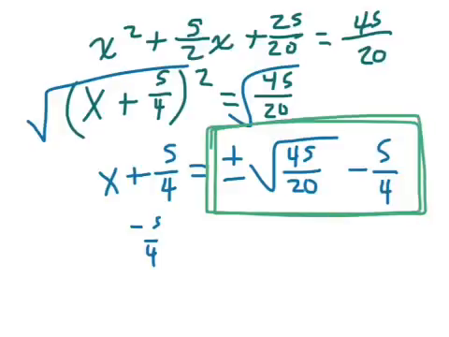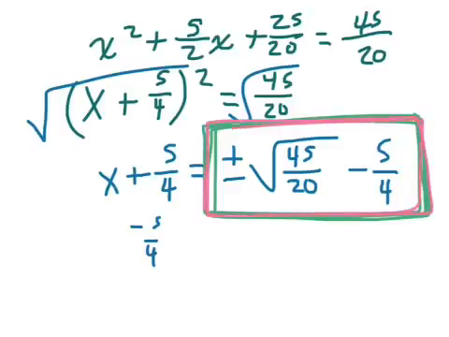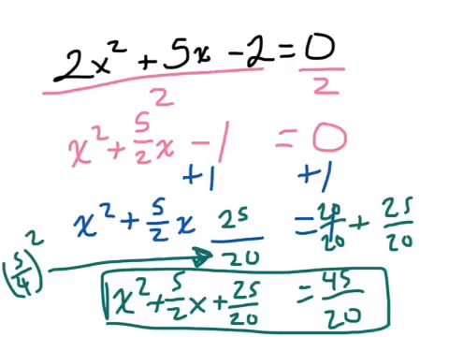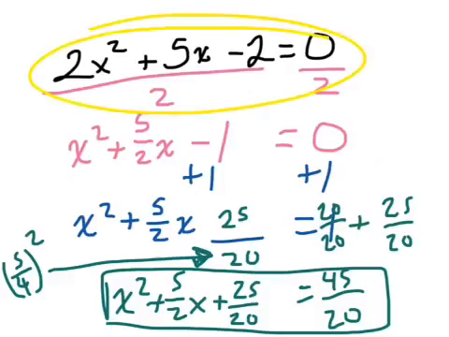Now this may be able to be simplified a little further in radical form. You certainly could get the decimal answer for this as well. You could do the square root of 45 over 20 plus or minus that, and then subtract 5 fourths from that. But to save time for the purpose of this video, we're just going to leave it there. The big idea, what I need you to understand here is this page, how to get from a non-perfect square to the perfect square.